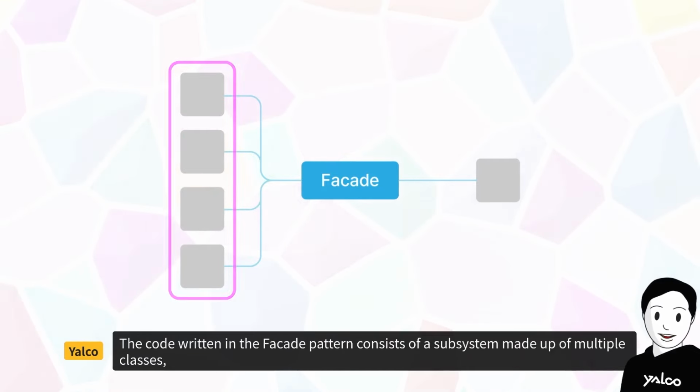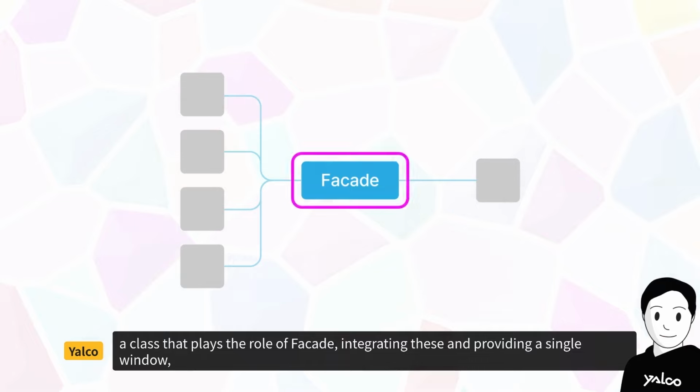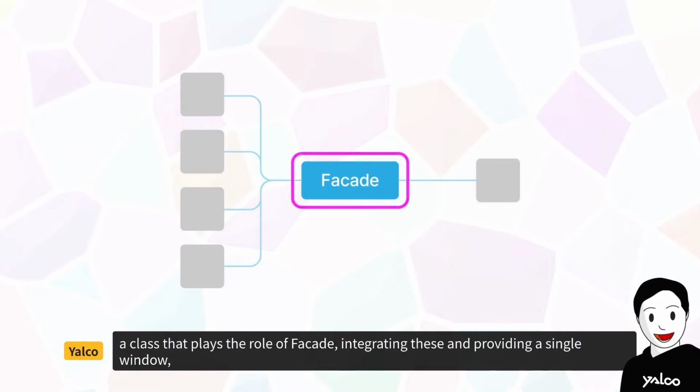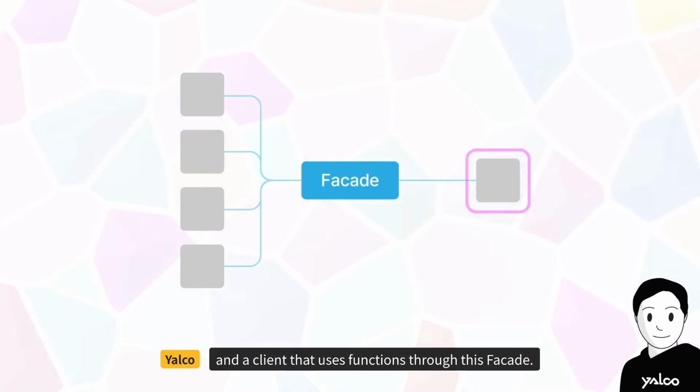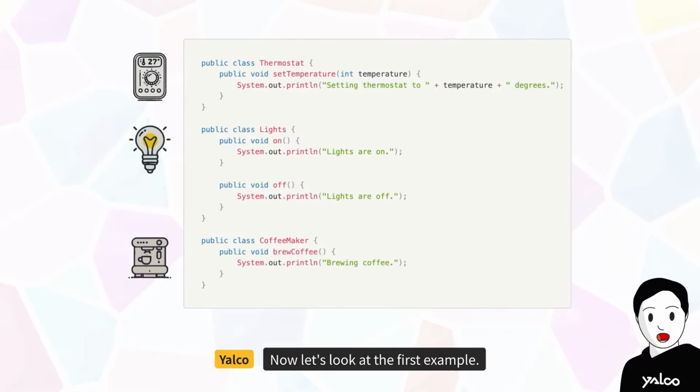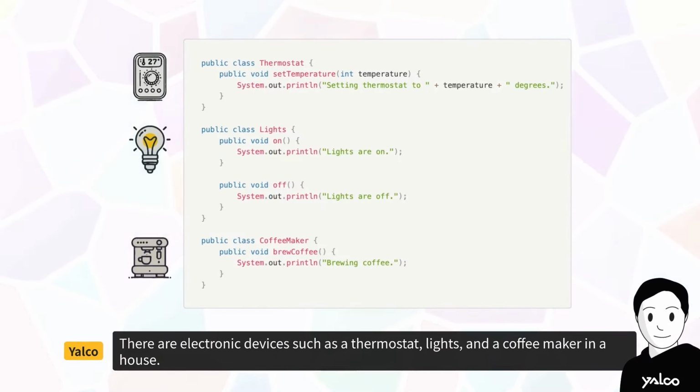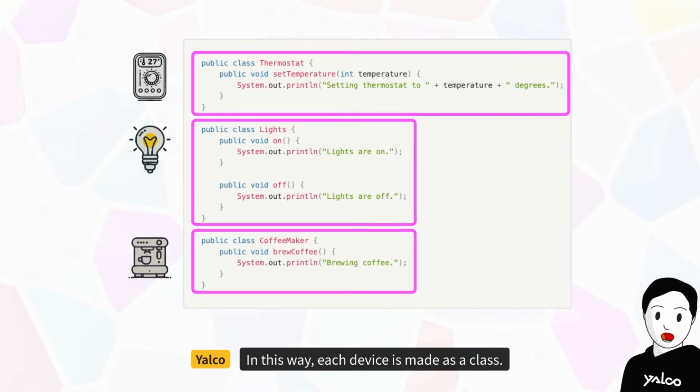The code written in the facade pattern consists of a subsystem made up of multiple classes, a class that plays the role of facade, integrating these and providing a single window, and a client that uses functions through this facade. Now let's look at the first example. There are electronic devices such as a thermostat, lights, and a coffee maker in a house. In this way, each device is made as a class.